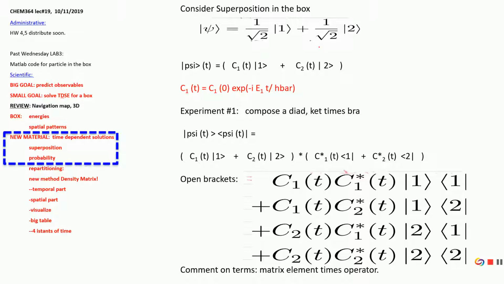Yes? Is that result then a 1 by 1 problem? No, it is 2 by 2.